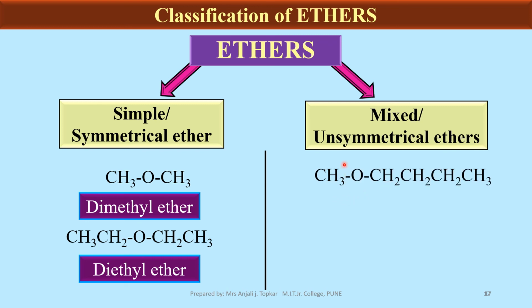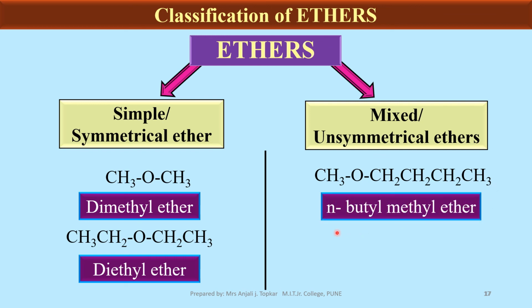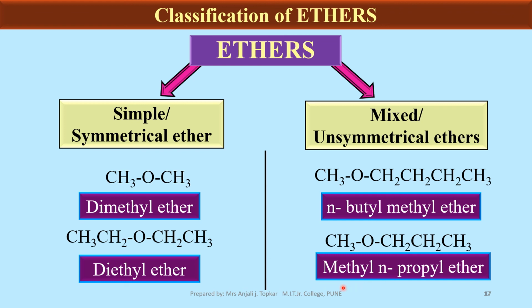Here we find one group attached to the divalent oxygen atom is methyl group and another is N-butyl group. So the name of the compound is N-butyl methyl ether. Let's see another example. Here one group is methyl group and another group is N-propyl group, CH2, CH2, CH3. Name of the compound is methyl N-propyl ether.